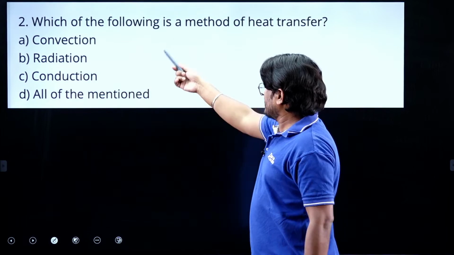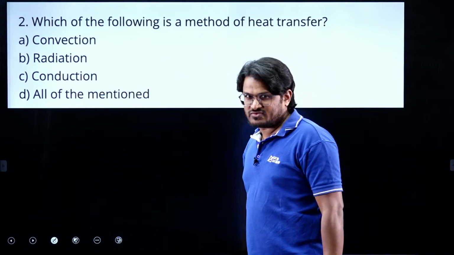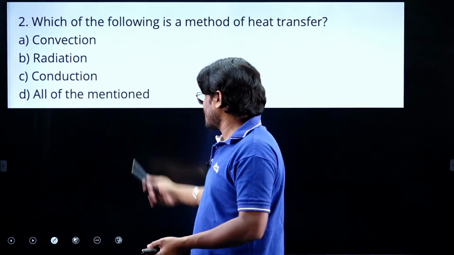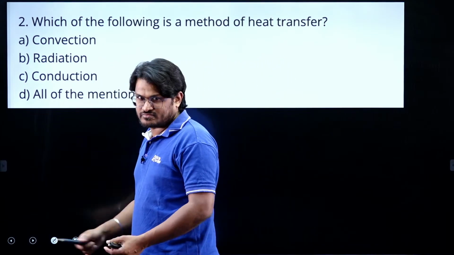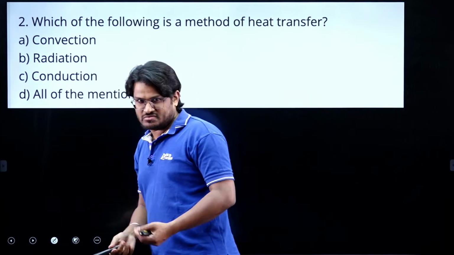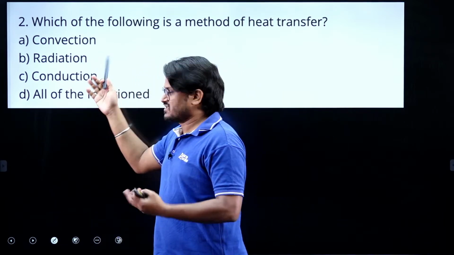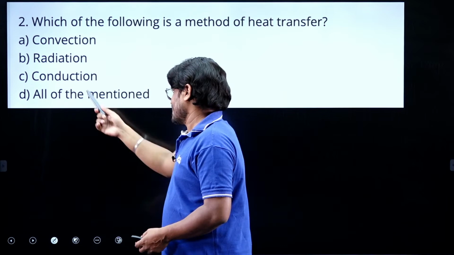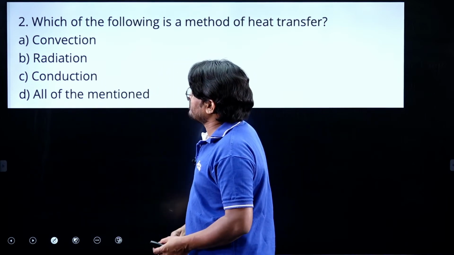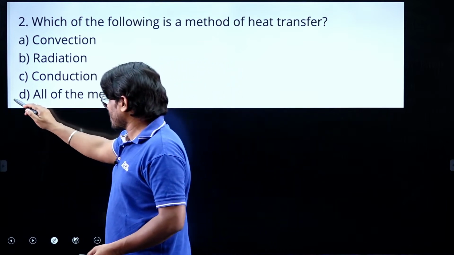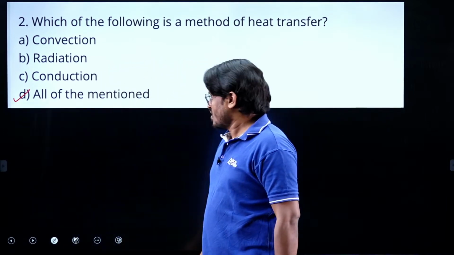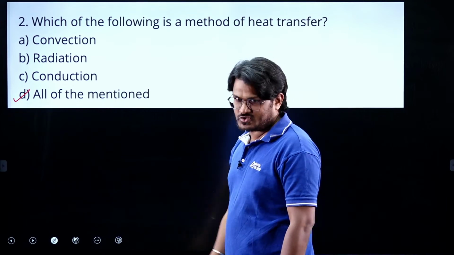Next, which of the following is a method of heat transfer? Convection is also a method of heat transfer. If it is a moving fluid, convection. If there is nothing, we call it radiation. Then there is conduction. So technically speaking, A, B, C are all modes of heat transfer. So go for option D, all of the mentioned.